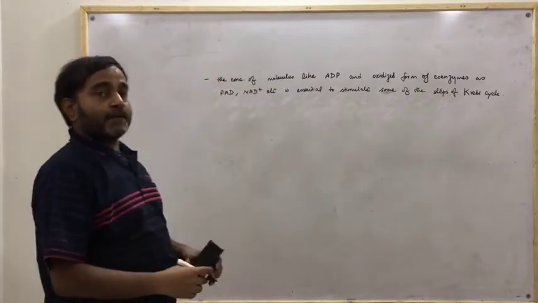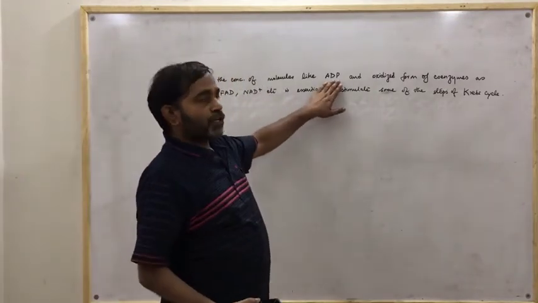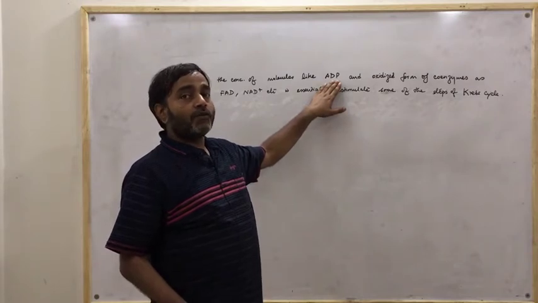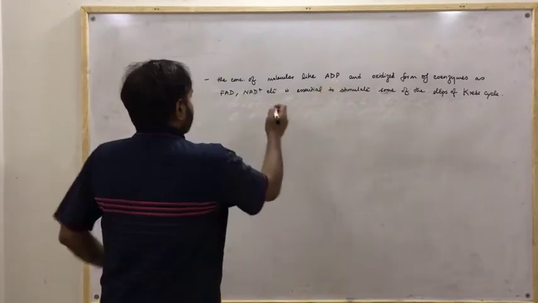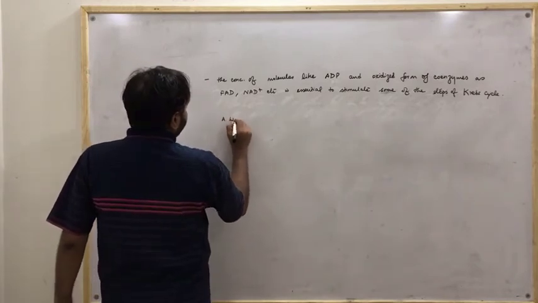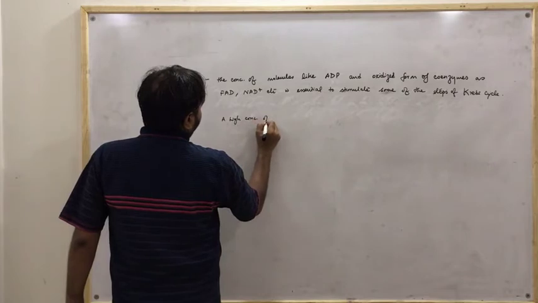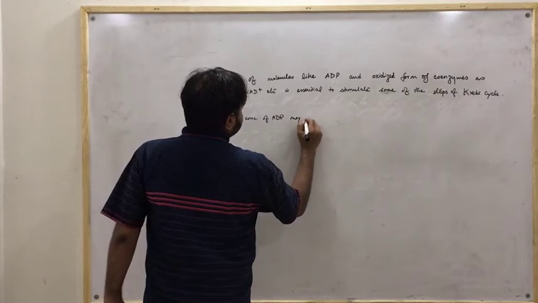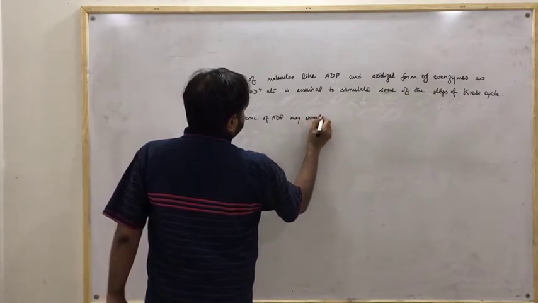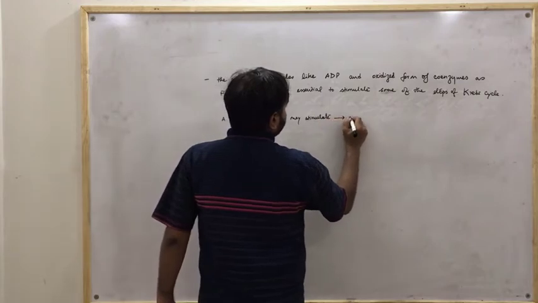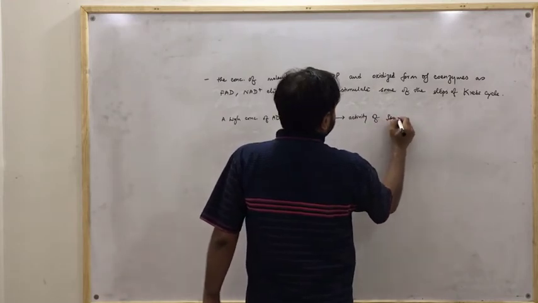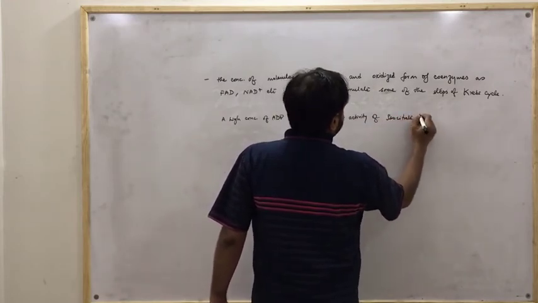Why am I writing like this? Because the high concentration, or you can say the high amount, of ADP is required for the activation or stimulation of the enzyme like isocitrate dehydrogenase. A high concentration of ADP may stimulate the activity of isocitrate dehydrogenase.